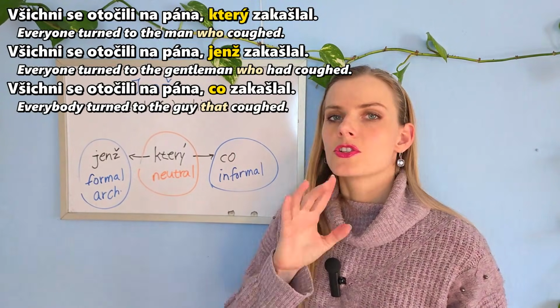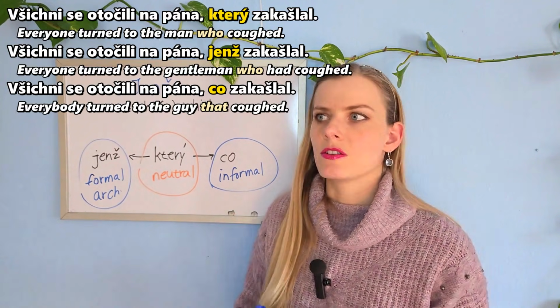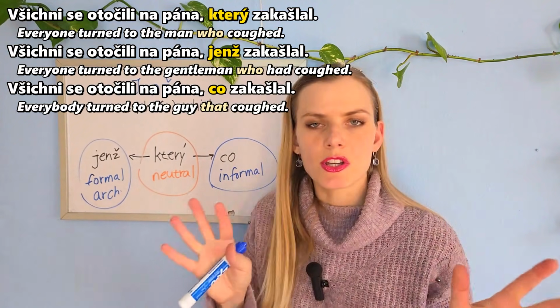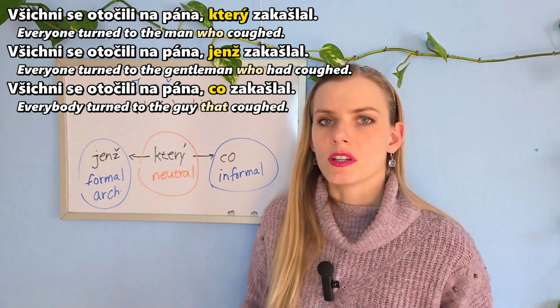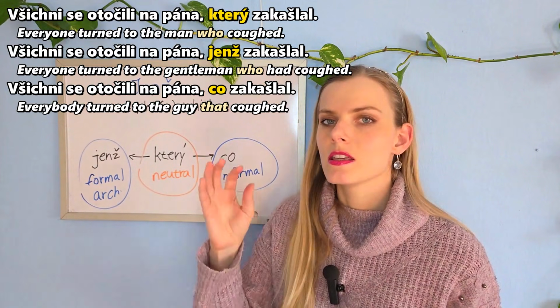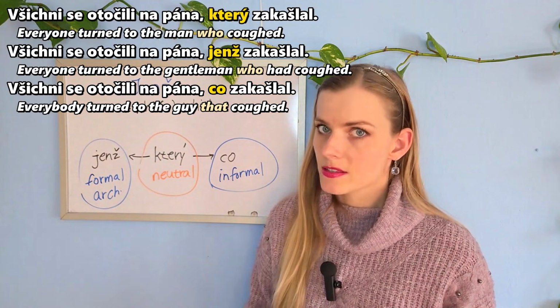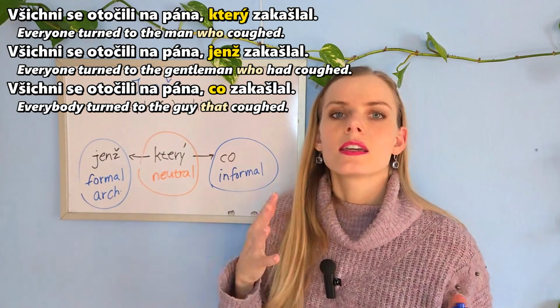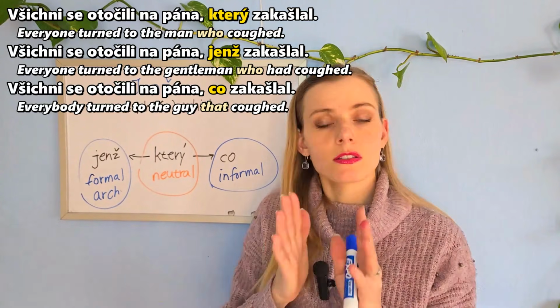Let's read them. Všichni se otočili na pána, který zakašlal. Imagine a room full of people that are waiting patiently for a speech to start, and then there is a man at the back coughing. Everyone turned to the man who coughed. Na pána, který zakašlal. Který means who. In this first sentence, it is neutral. It is not too formal, it is not informal, it's in the middle.